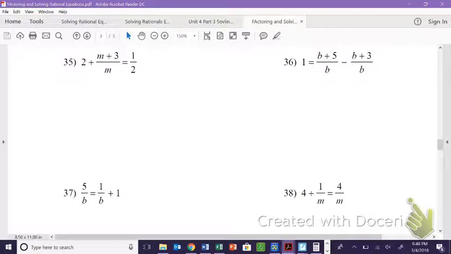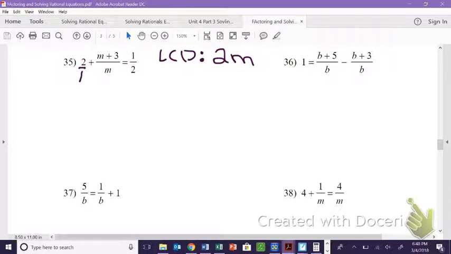Next one, number 35. 2 plus m plus 3 over m equals 1/2. Well, this is kind of tricky because right away you can't really see what my LCD is going to be. Remember that whole numbers are automatically what? You should always imagine them over 1, okay? You can always put any whole number over 1. So, out of 1, m, and 2, what would my LCD be? My LCD will be, that's right, 2m.